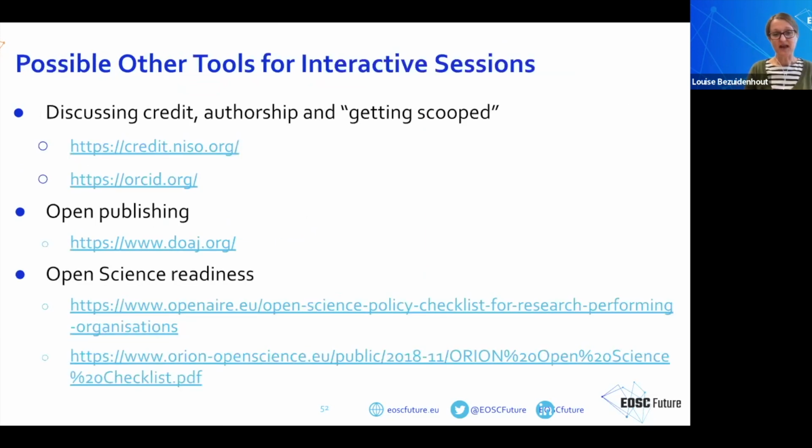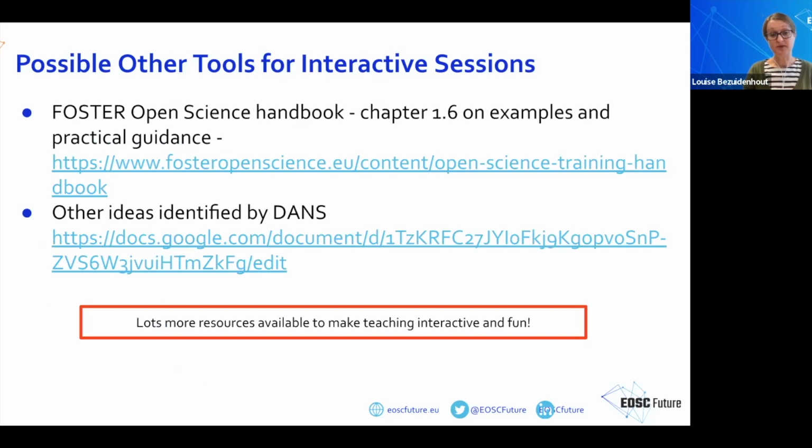And then, of course, this is just a snapshot of some of the tools that are available, but there are lots of other tools that you can use for getting interactive sessions going. There are tools that you can use for discussing credit, authorship, and getting scooped. There are tools for open publishing, open science readiness. The Foster Open Science Handbook, Chapter 1.6, has great examples and practical guidance on starting open science training. And then my organization, DUNCE, has collated an open document on some other tools that we like and that we think are useful. So there are lots of resources available to make teaching more fun and interactive, but also a lot of resources that will take the burden off researchers feeling that they have to provide all the content themselves and provide all the discussion points themselves.